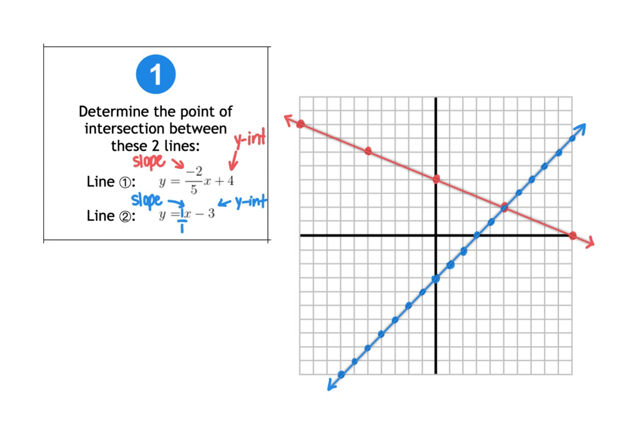We can see that the point where the two lines cross is at 5, 2. So this is our point of intersection.